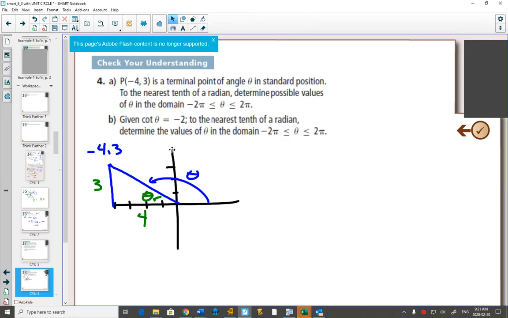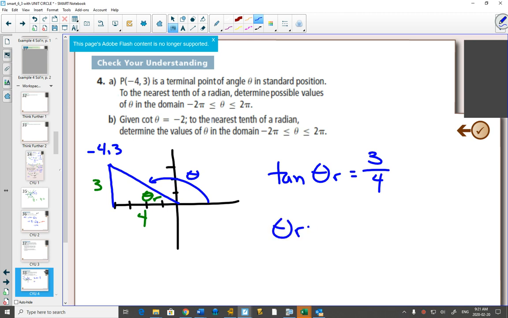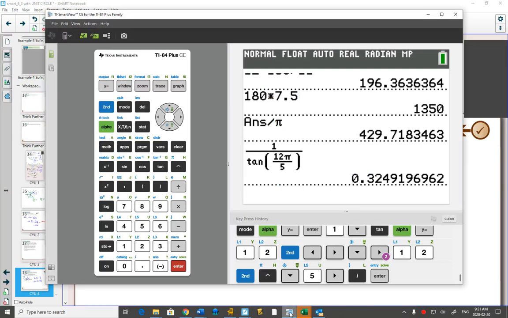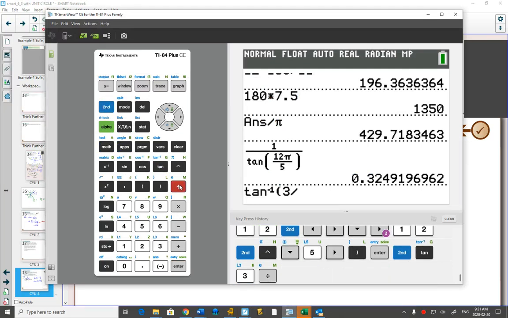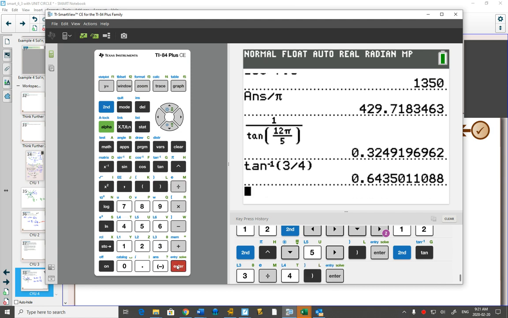So in this case, if you were in degrees and you wanted to find your reference angle, you'd go, well, I know tan is opposite over adjacent, so tan of my reference angle would be 3 over 4. And if I wanted to find my reference angle, I would go tan inverse of 3 over 4 on my calculator. That's how you do it with degrees. That's how you do it in radians. The only difference is when you go to your calculator, if your calculator's in radians, when you do tan inverse of 3 divided by 4, it now gives you the answer in radians, 0.64.